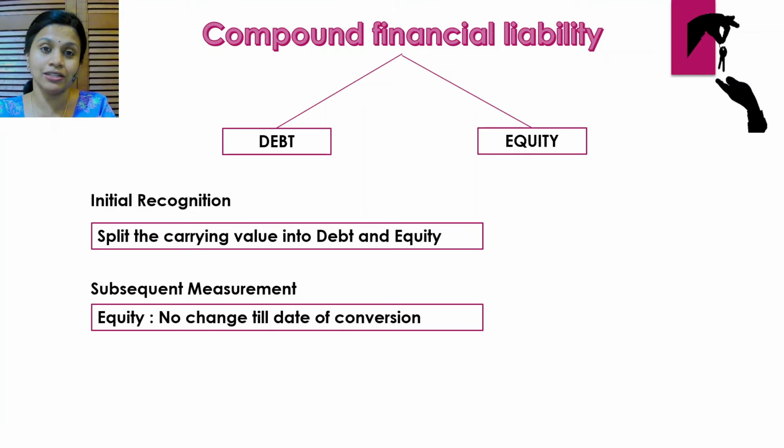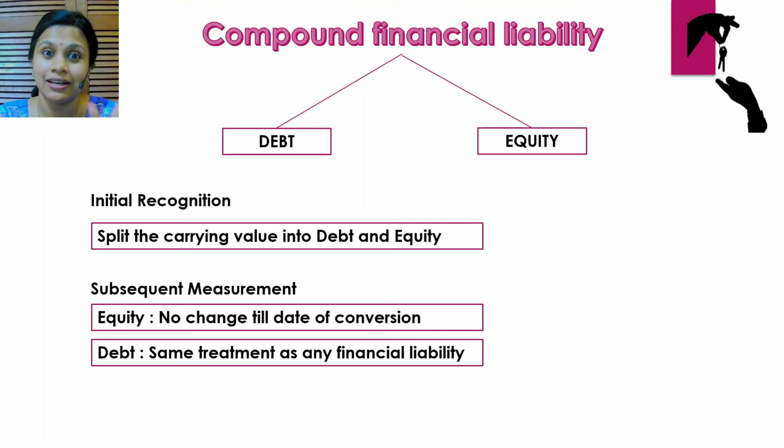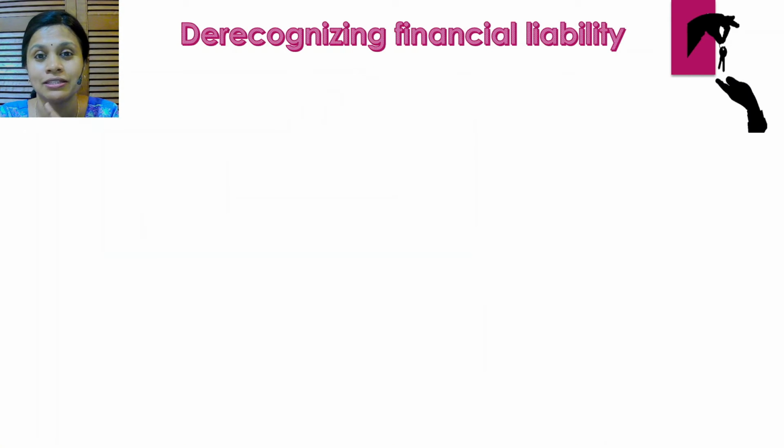On the date of conversion, what can happen is that the amount still stays within equity, but it may transfer between the line items under equity. But the debt part will be recorded just like any other financial liability, either at amortized cost or the fair value. Now we come to the concept of derecognizing a financial liability.